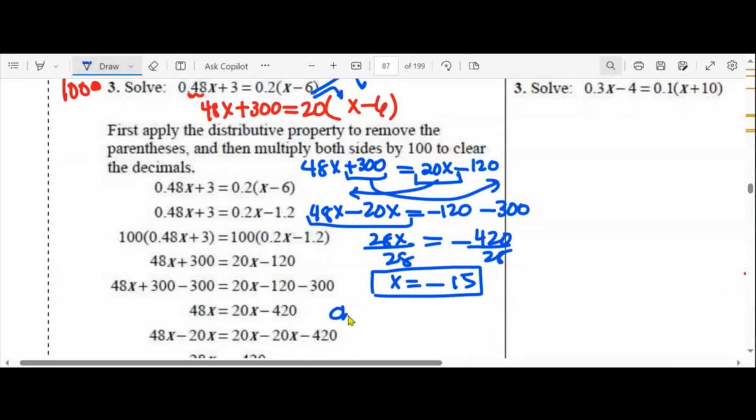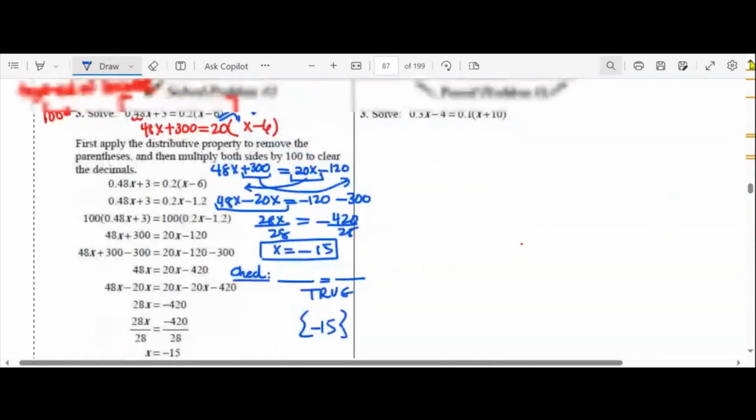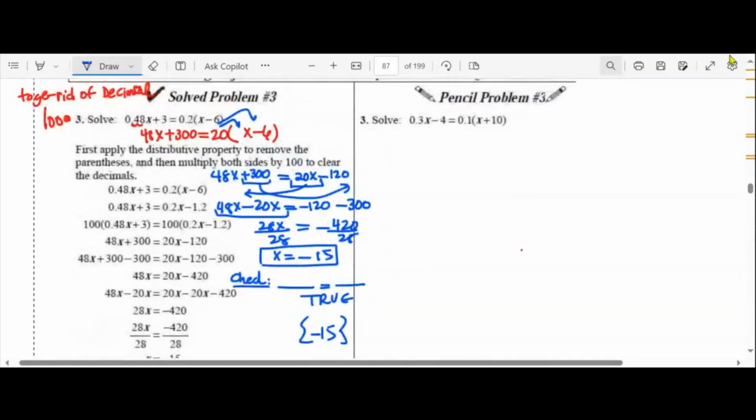What should you do after that? Check. You have to check. If the left side equals the right side, then it's what? True. Then you say the solution set is what? Negative 15. Is this clear? Any questions about this? If you understand, raise your hand. If you don't understand, raise your hand.